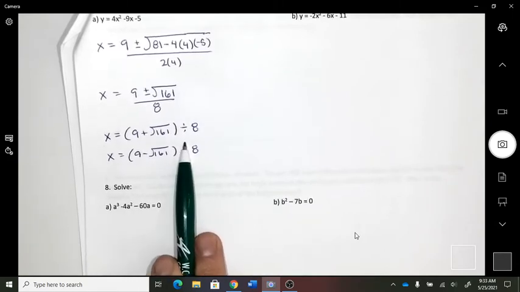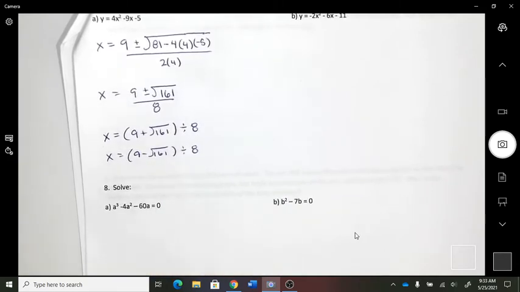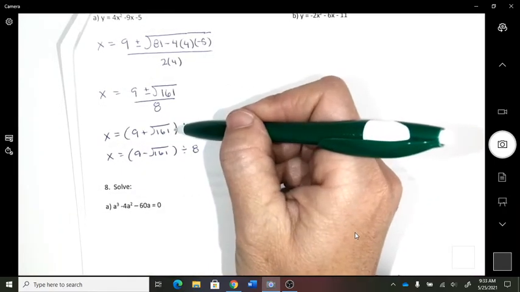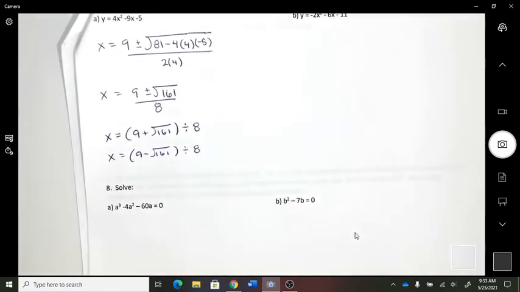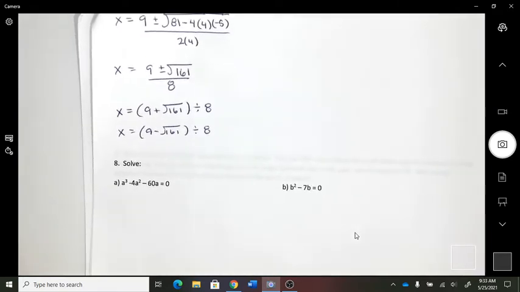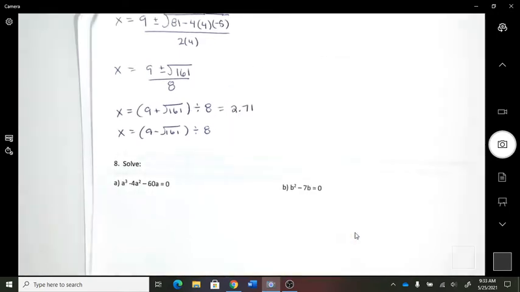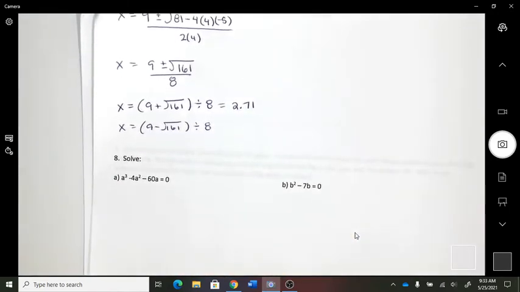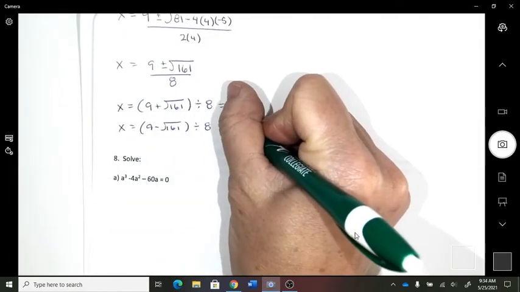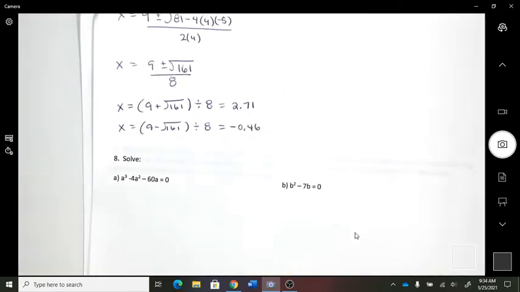Okay, does this look okay? Do you know why I have to have brackets? Because I want the whole top divided by 8. The other option is that you could push equals before you do the divide. So that is another option. But brackets are your friend. Brackets never can hurt. Did you get 2.71? Did that come out? Negative 0.46.